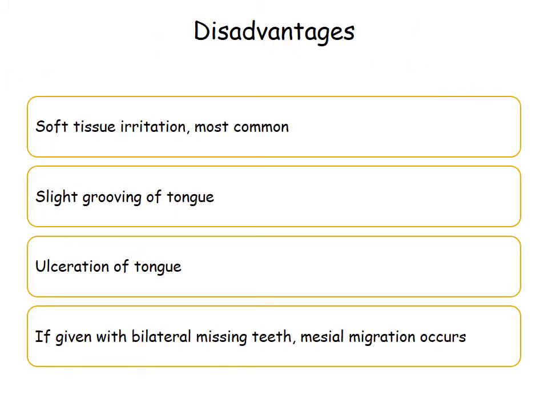The disadvantages being soft tissue irritation is the most common. A slight grooving on the tongue, because as the patient closes the mouth, since it is slightly away from the palate, it might cause slight grooving on the tongue. There might be ulceration of the tongue also. And if the transpalatal arch appliance is given in bilateral missing teeth, then mesial migration will occur. So this is only indicated in unilateral missing teeth.